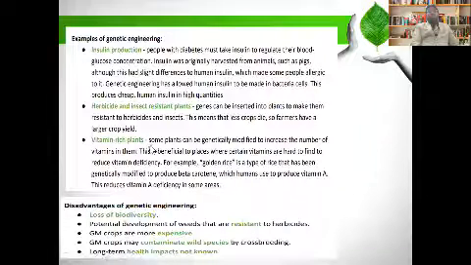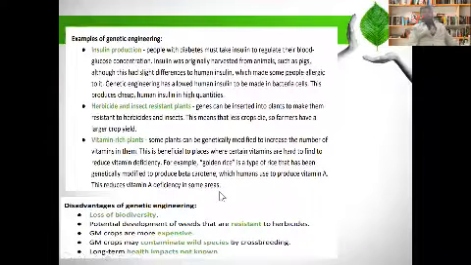Vitamin-rich plants. Some plants can be genetically modified to increase the amount of vitamins in them. This is beneficial to places where certain vitamins are hard to find, to reduce vitamin deficiency. For example, golden rice is a type of rice that has been genetically modified to produce beta carotene, which humans use to produce vitamin A. This reduces vitamin A deficiency in some areas.